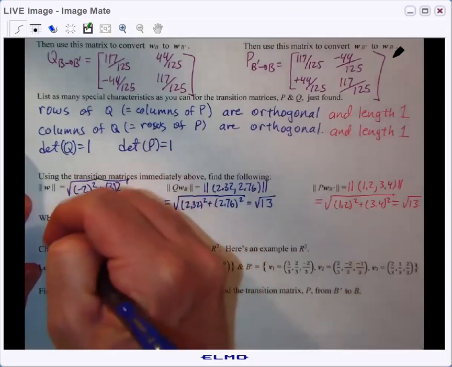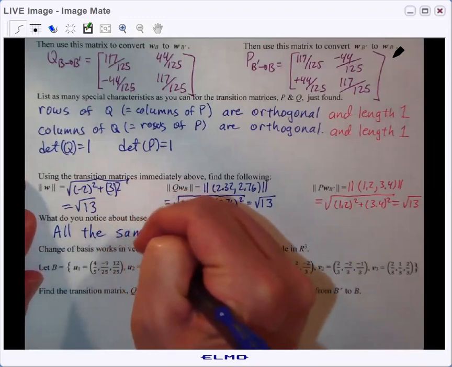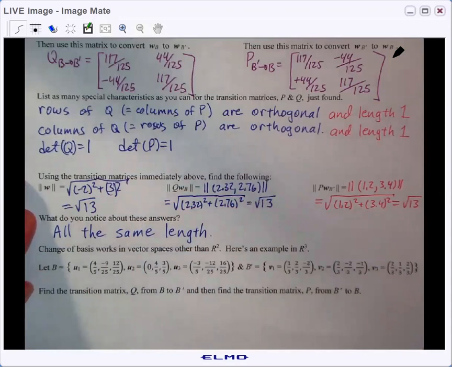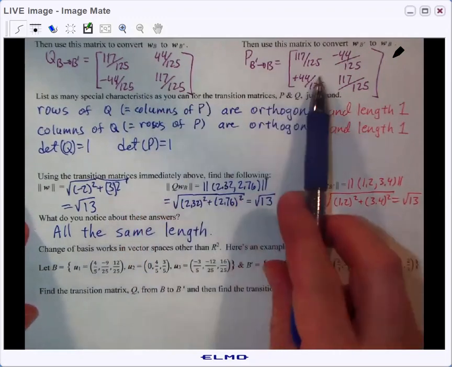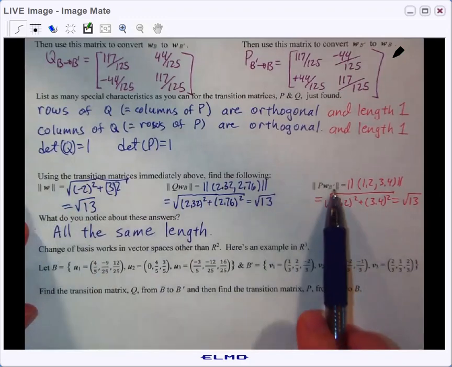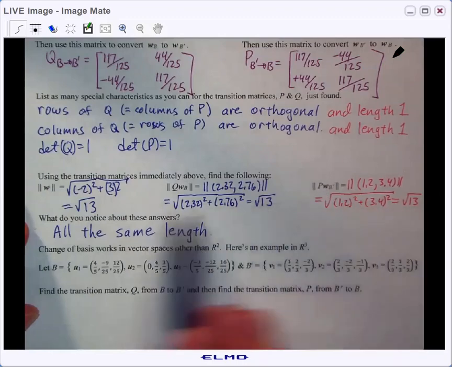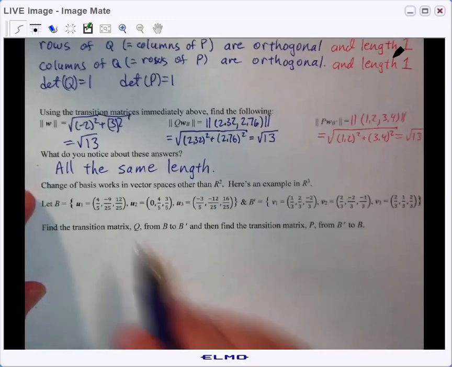Well, they're all the same length. We're all the same magnitude here. Okay, that's pretty cool. So this transition matrix will preserve length. So will this one, because anything we do, if we multiply him, he will give us the same length as what we had originally. All right. So let's go ahead and try another basis.